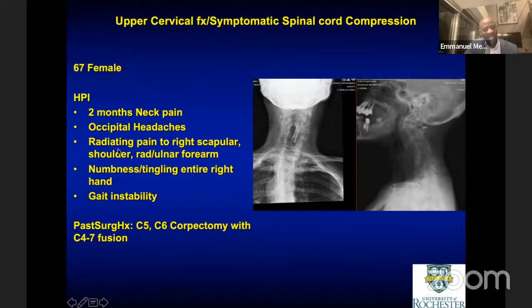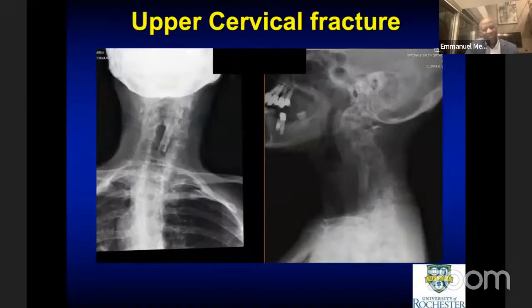She reported occipital headaches, radiating pain to the right scapula, right shoulder, right ulnar and radial forearm, numbness and tingling throughout the entire right hand, and gait instability. So the symptoms really didn't make sense. And the CT scan showed a small odontoid fracture. She had a past surgical history of a C5 and C6 corpectomy with C4 to C7 fusion, with a strut graft, an uninstrumented fusion, done over 20 years ago.